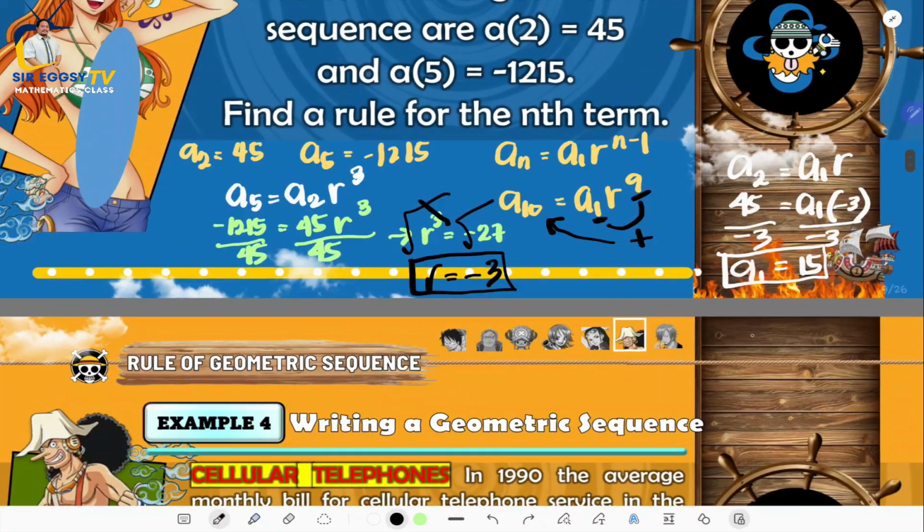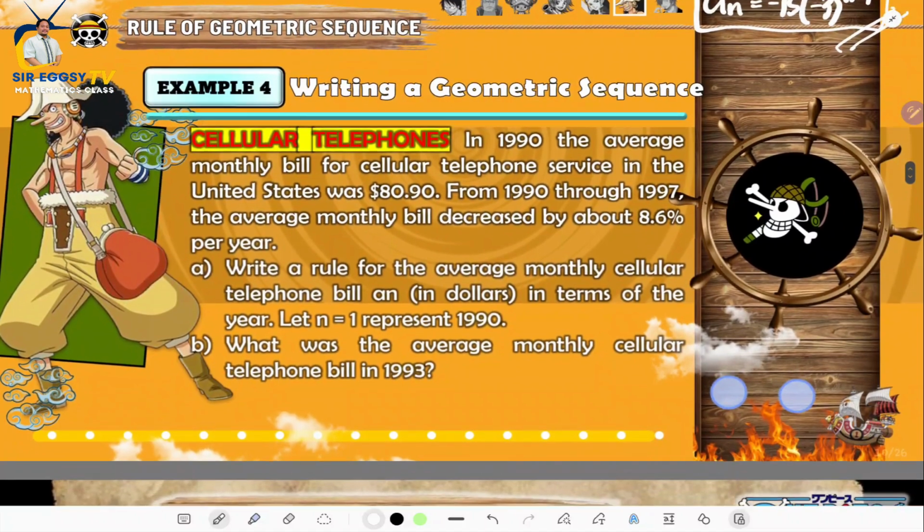And for the nth term, so we're going to write the nth term as a sub n is equal to negative 15, so this is negative 15 times negative 3 raised to n minus 1. And that is the answer.